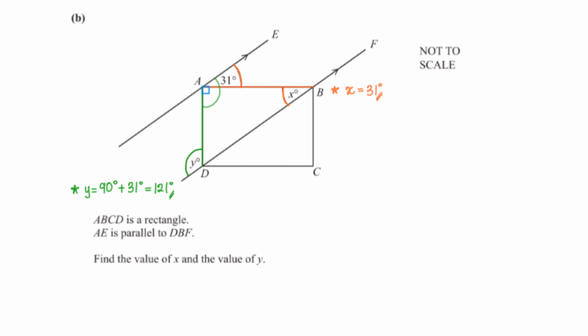ABCD is a rectangle. AE is parallel to DBF. Find the value of X and the value of Y. These two are alternate angles. Alternate angles are equal, so X equals 31. These two are also alternate angles, so Y is equal to 90 degrees plus 31 degrees, which is equal to 121 degrees.